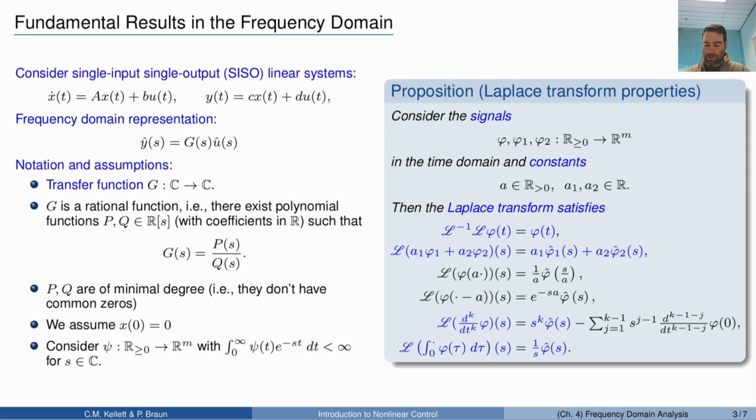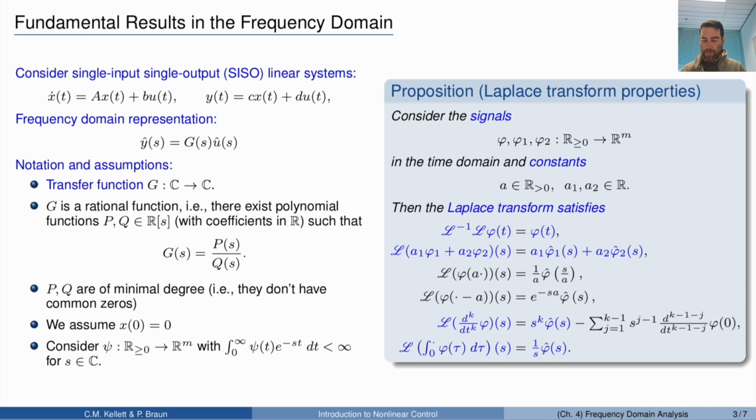as the first result. A second property here is linearity. So if we have a signal in the time domain defined as a1 phi 1 plus a2 phi 2, and we apply the Laplace transform to this expression, then this is simply the constant times the Laplace transform of the first signal plus a constant times the Laplace transform of the second signal.